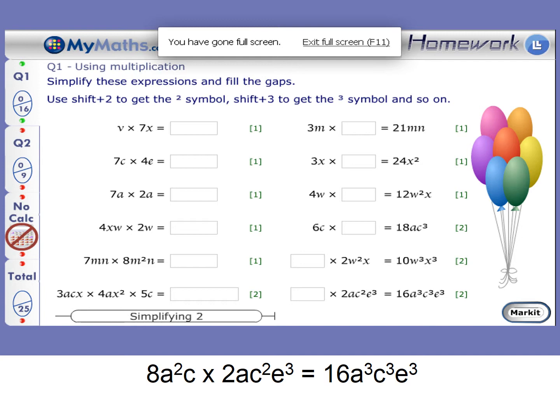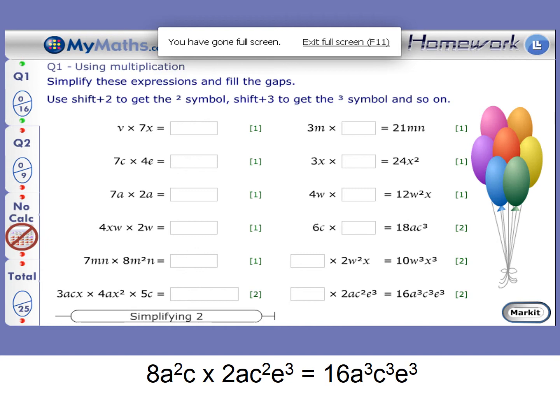I've got 3 C's on the right-hand side. I can only see 2 on the left-hand side. I've got to add another one. So that makes it 8A squared C. Then finally, I've got to check the E's out. I've got 3 E's on the right-hand side. Oh, but I can see 3 E's on the left-hand side, so I don't need to add any more. So if we look at it in total, 8A squared C times 2AC squared E cubed actually equals 16A cubed C cubed E cubed.